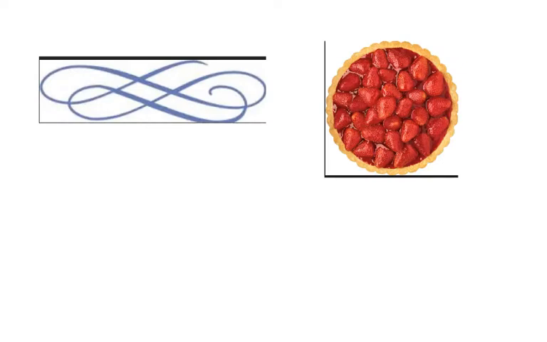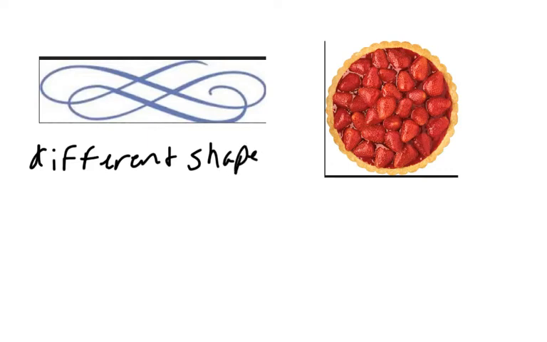And then if we look at these two pies, they have different shapes and sizes, and they will be not congruent.